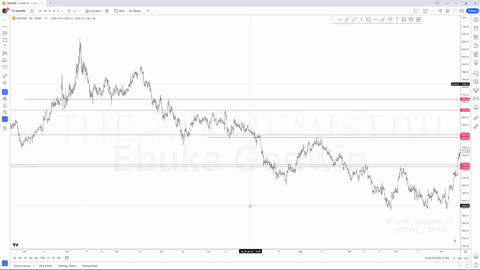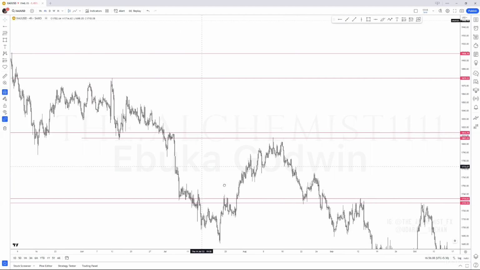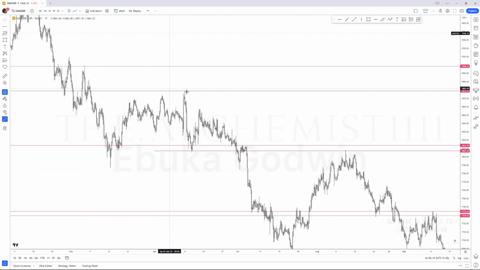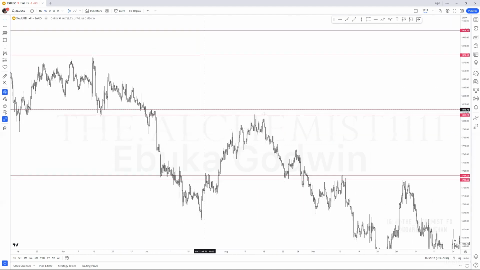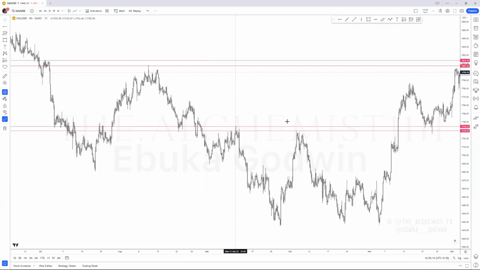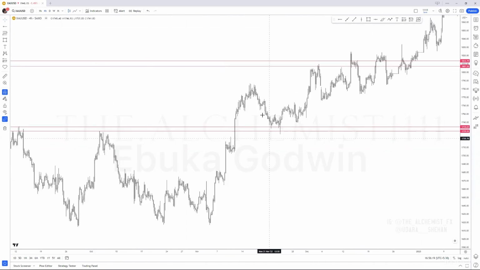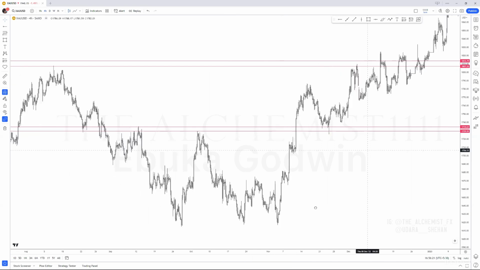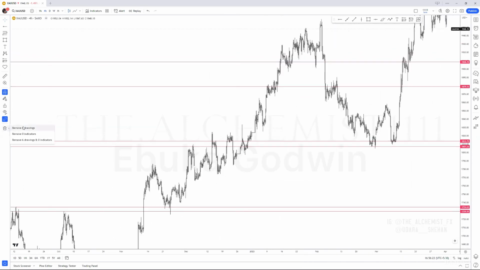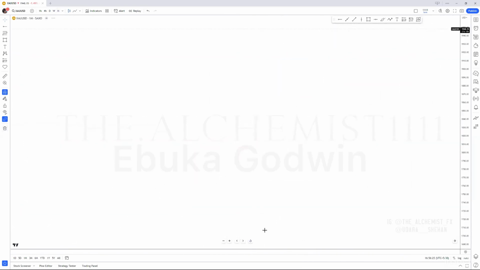Look at the entries if you paid attention to them. See this? Look at this. Once that level is broken, it is being used as a support. We have all of that. Very, very strong. These monthly levels are very strong.